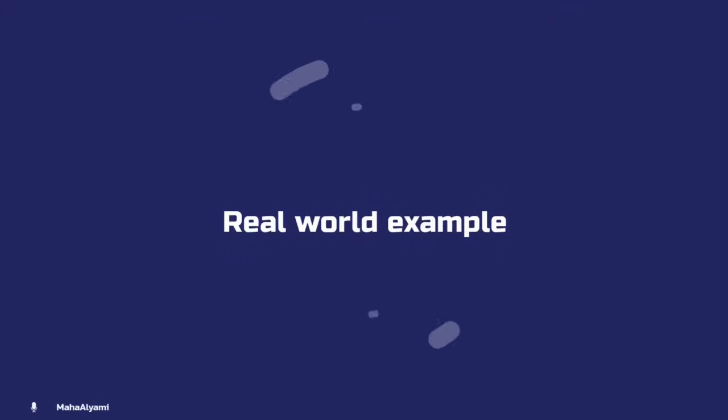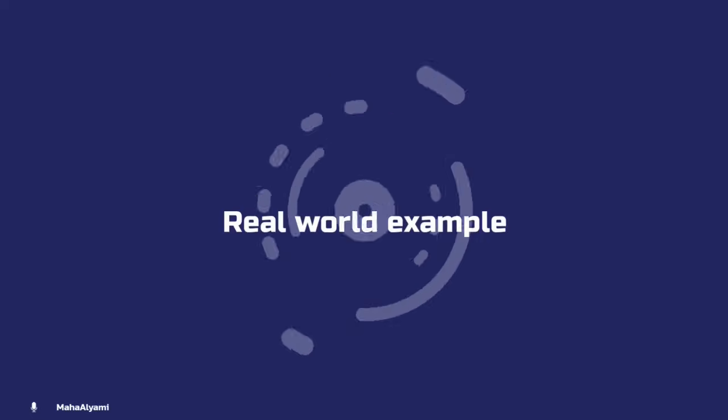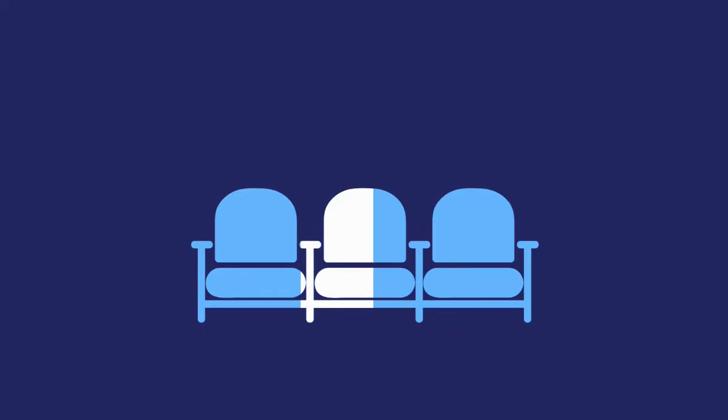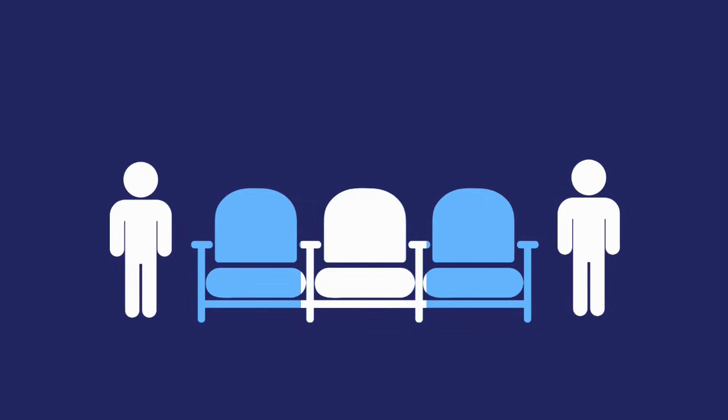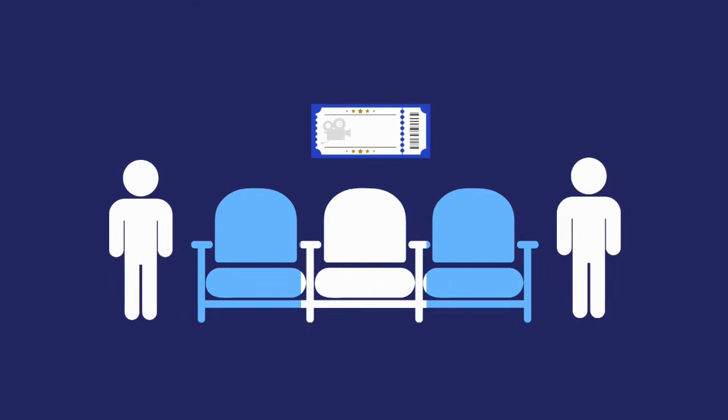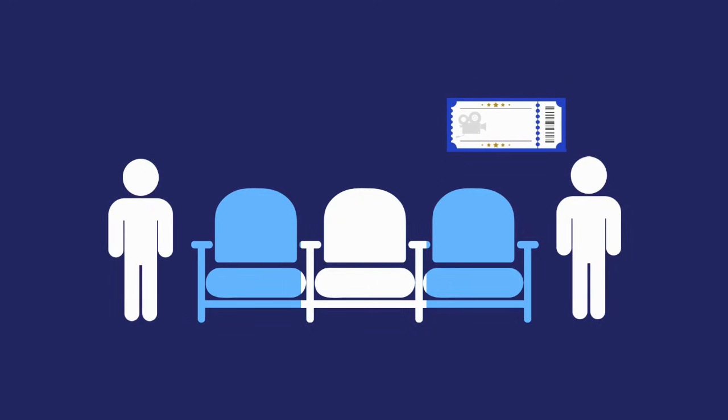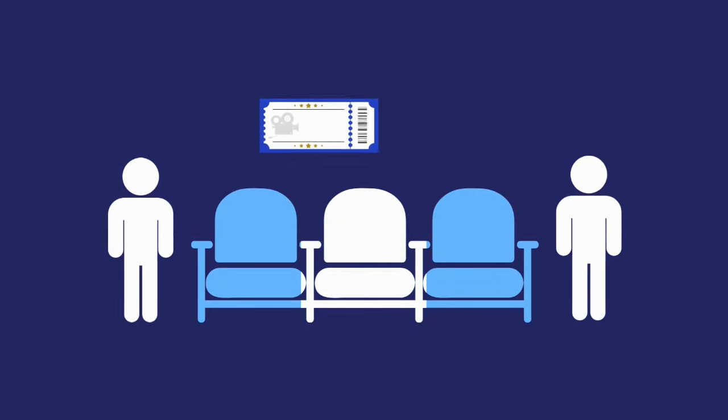Let's visualize this with a real-world example. Imagine there is only one spot left to reserve. Two different users, person X and person Y, log in to buy it at the exact same second. The server has a variable called tickets available, and it equals 1. Both users click buy simultaneously. This is where the race begins.